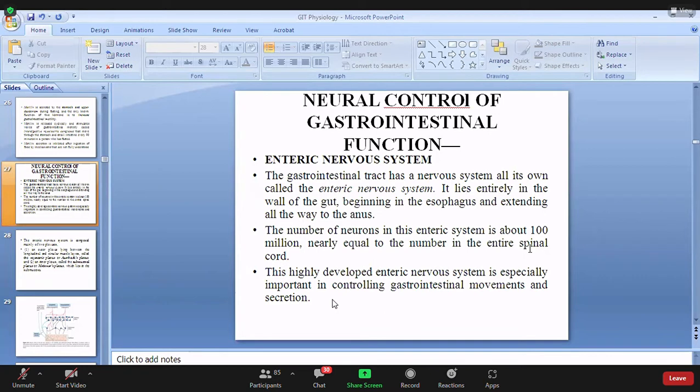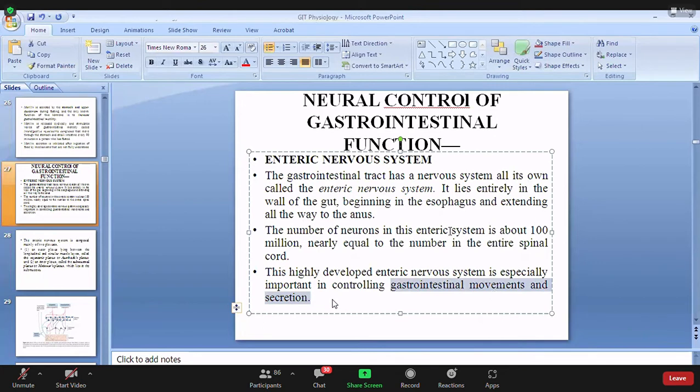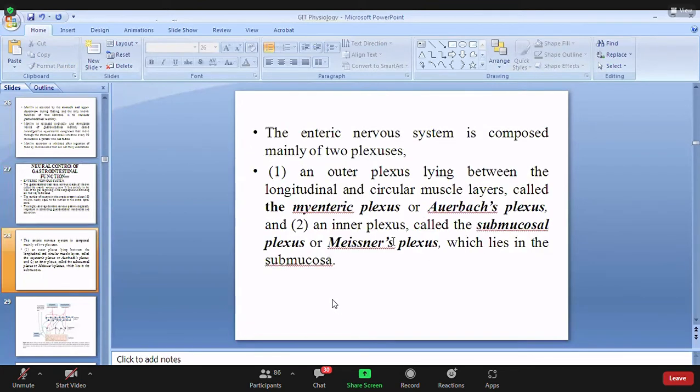And the number of neurons in this enteric nervous system is about 100 million, nearly equal to the nerve fibers in the entire spinal cord. This highly developed enteric nervous system is especially important for controlling gastrointestinal movement and secretion.